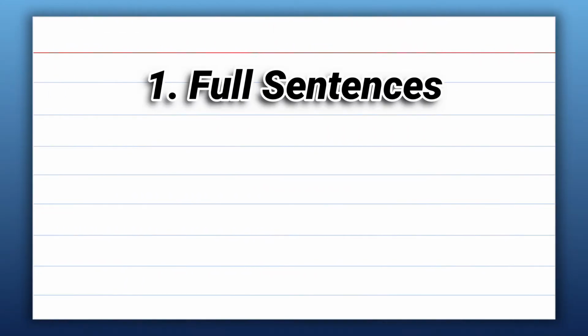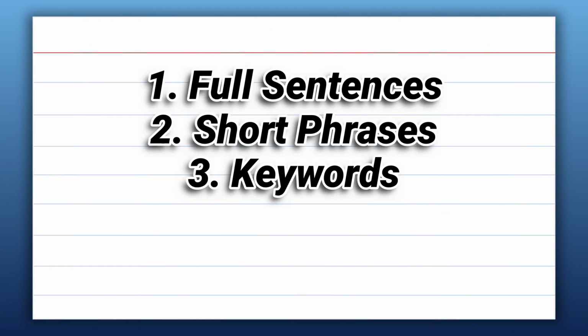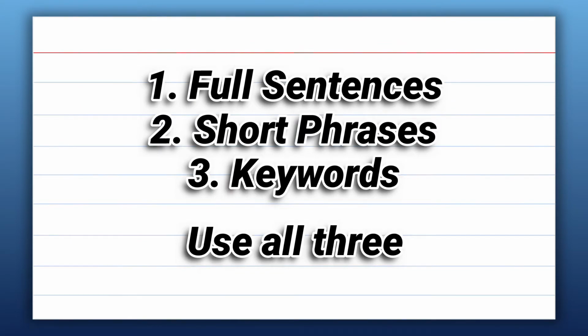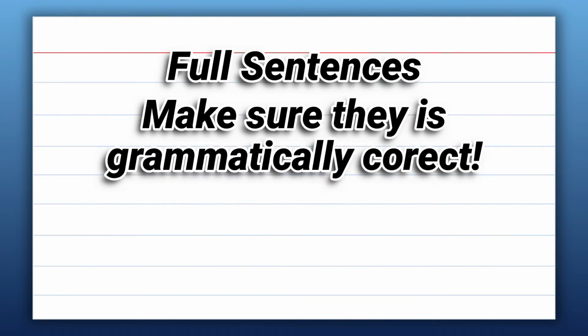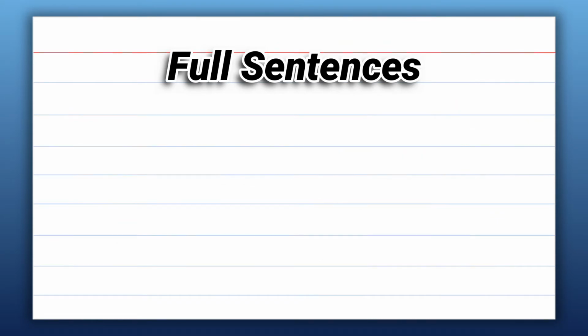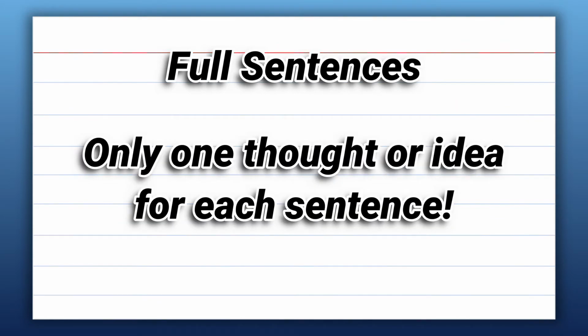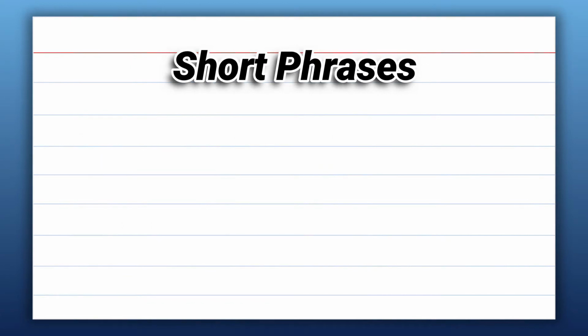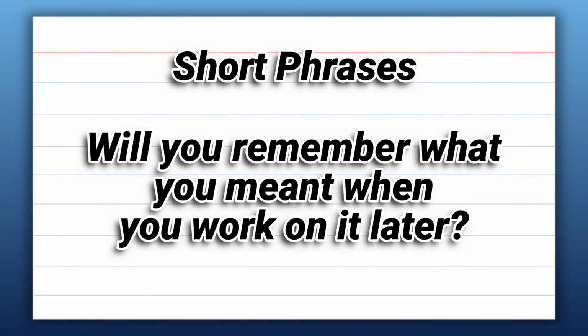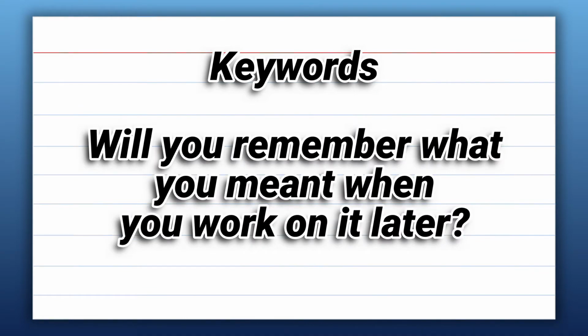Now, a few quick tips that will improve the quality of your outlining skills. There are 3 ways you can add your collected information into the outline template. You can use full sentences, short phrases, or keywords, or even a combination of all 3 for now. If you use full sentences, make sure they are grammatically correct, and make sure that each sentence contains only one thought or idea. If you use short phrases, will you be able to recall what the rest of the information is when you come back to work on it the next day or even a week later? With keywords, the same question is true. If you write down a word, will you know exactly what you meant when you come back to it later?